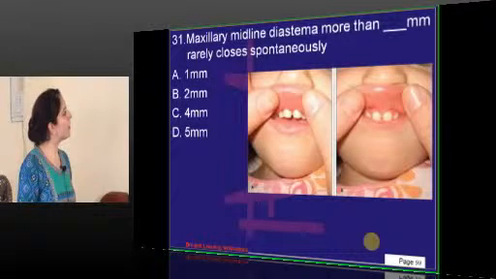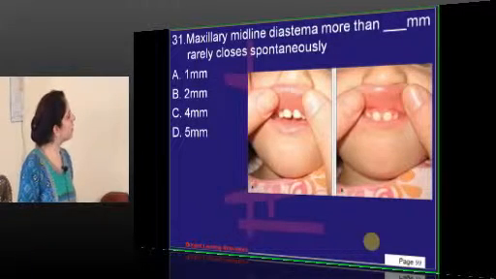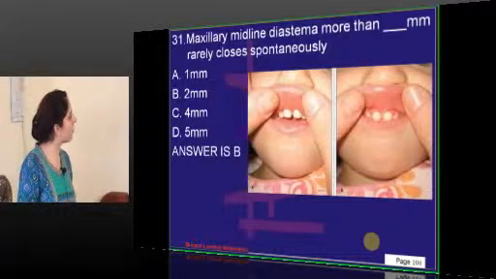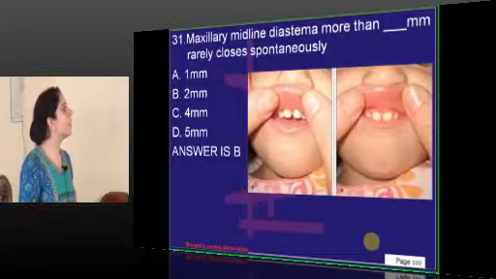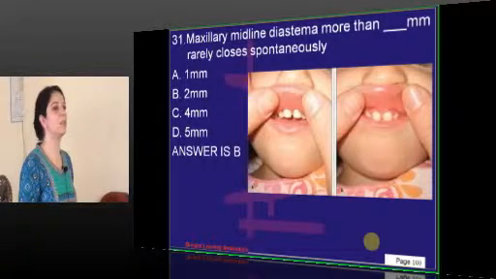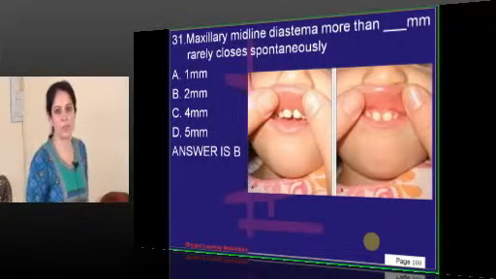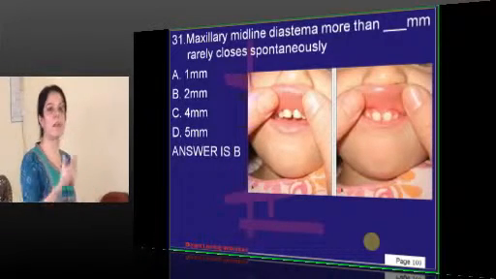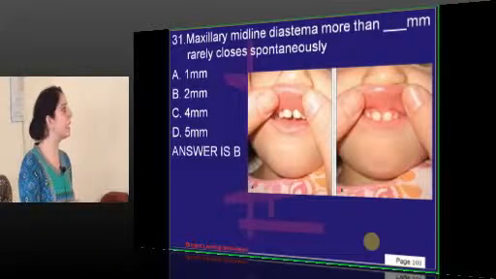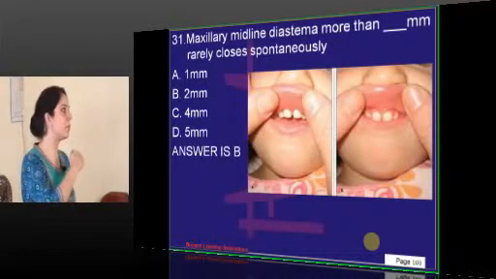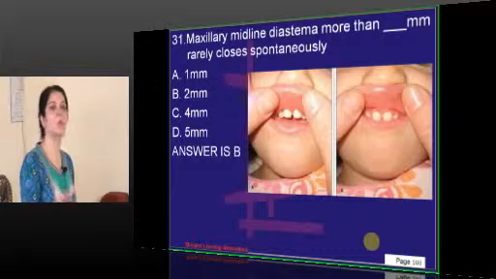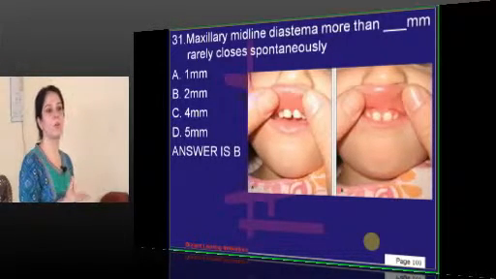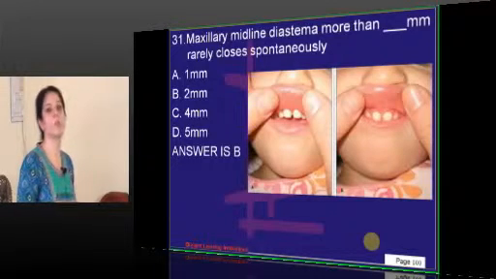Maxillary midline diastema of more than so many millimeters rarely closes spontaneously, that is 4 millimeters. Usually 1 or 2 millimeters is something which can be seen day to day, and it might happen because of many reasons like a very low frenal attachment, and sometimes just removal of the frenum, as in frenectomy, can also spontaneously close the diastema. But something more than 4 or 5 millimeters would need some kind of orthodontic correction.